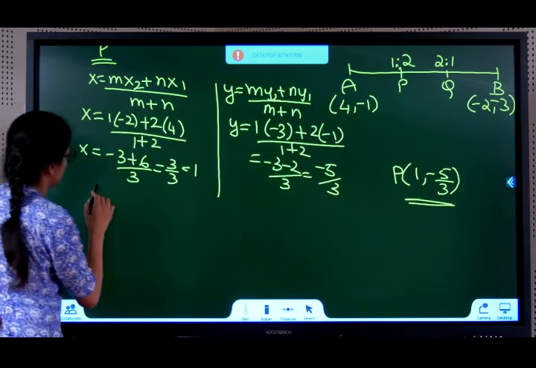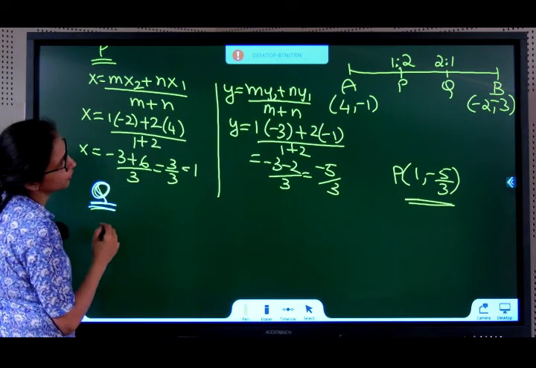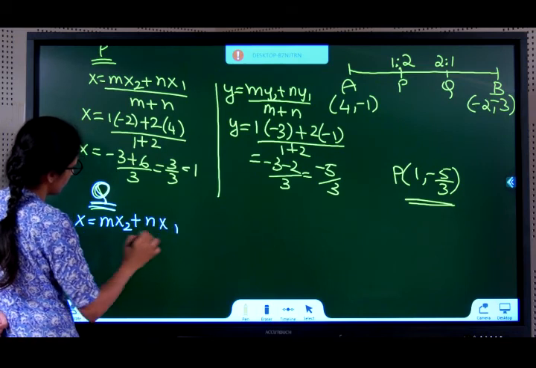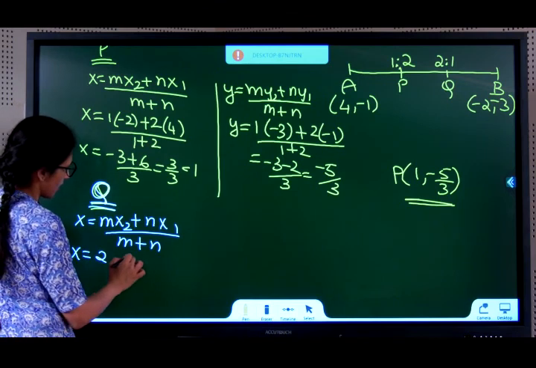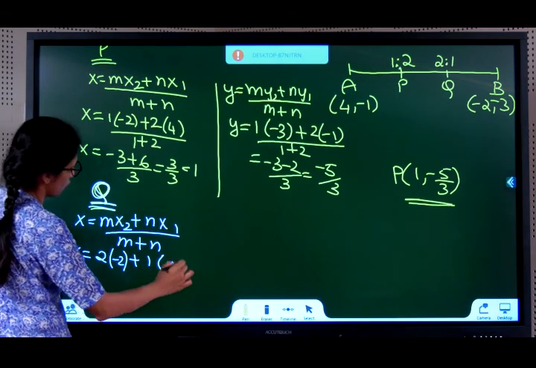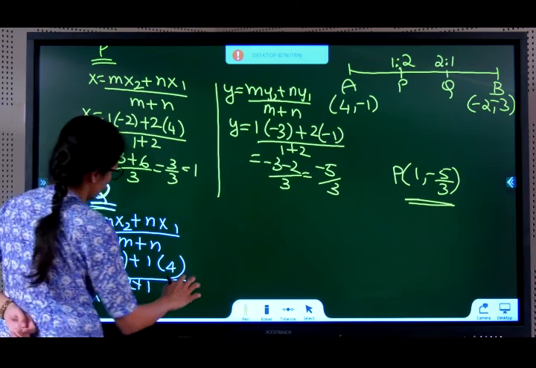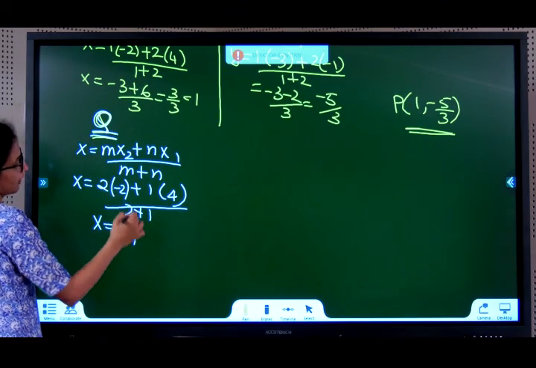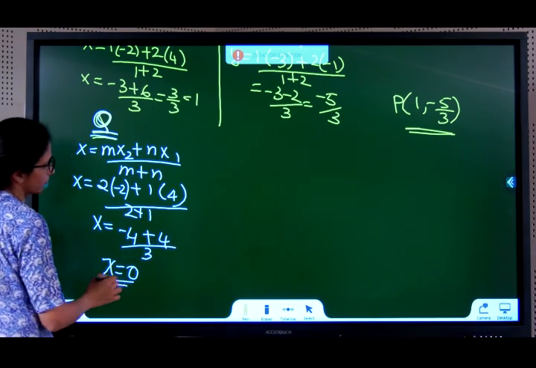Now for Q. For Q, x is equal to mx2 plus nx1 divided by m plus n. X is equal to, what is m now? 2. N is 1. x2 minus 2. x1 4 divided by 2 plus 1. X is equal to 2 2s are minus 4. So, 2 into minus 2 minus 4 plus 4 by 3, 0 by 3 which is 0.